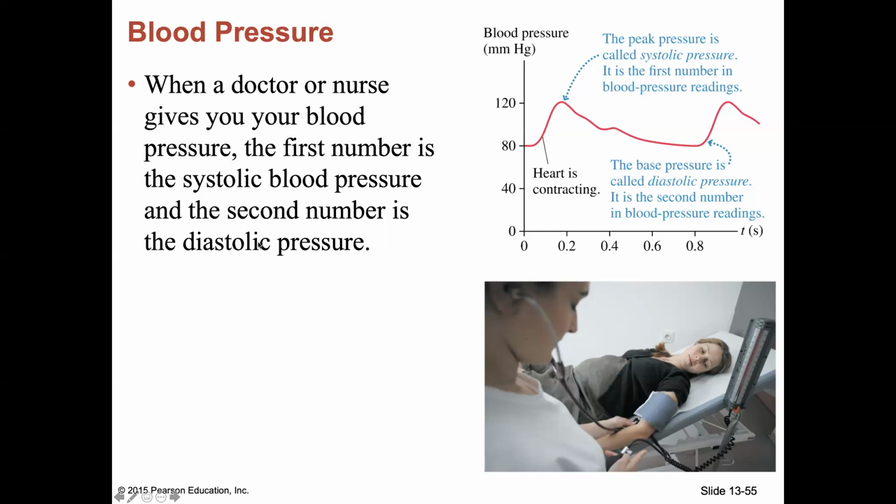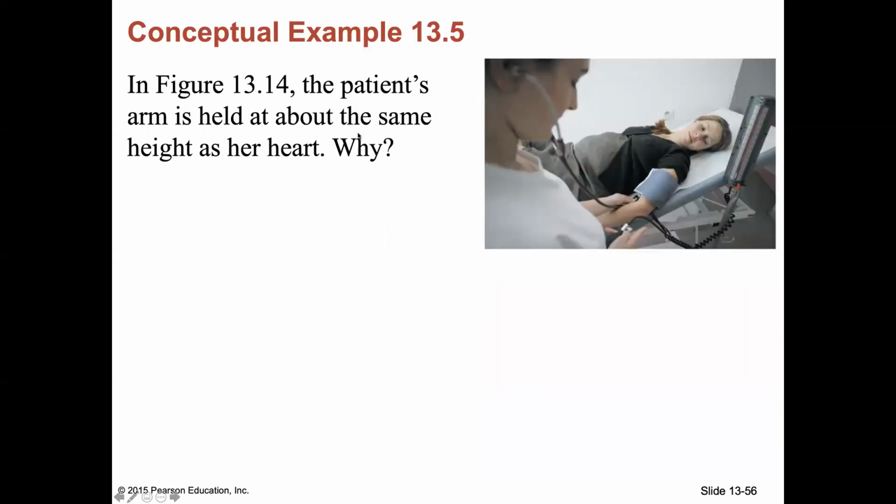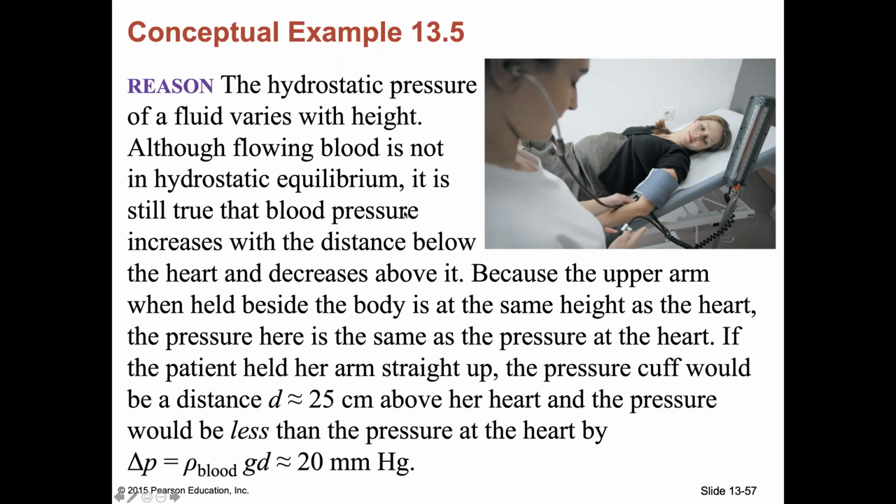And one thing you may notice is that when they measure your pressure, the patient's arm is always held at the same height or same level as the patient's heart. So why is that? When you measure the blood pressure, can you raise your arm up or lower your arm down compared to the level of your heart? The answer is no, you can't do that, because that will result in an inaccurate pressure.